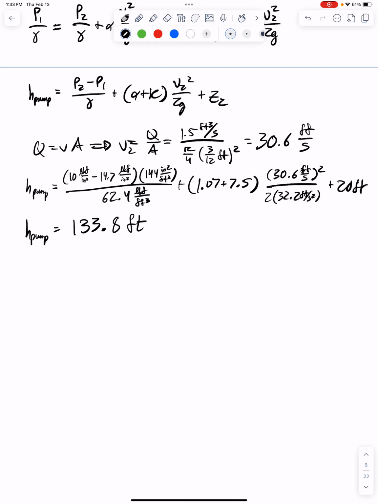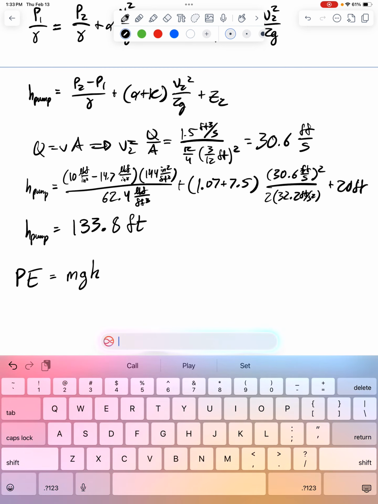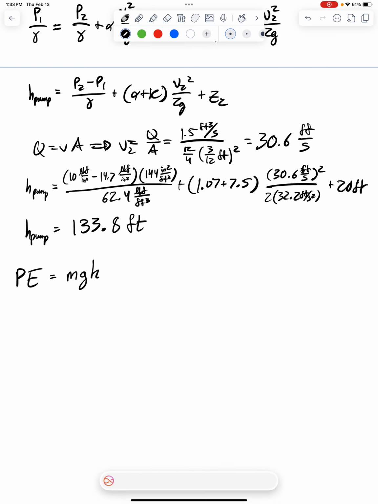So the energy equation, in terms of energy, and I should specify potential energy. Potential energy is mass times gravity, acceleration times height. That's potential energy. Power, we can look at power uppercase.